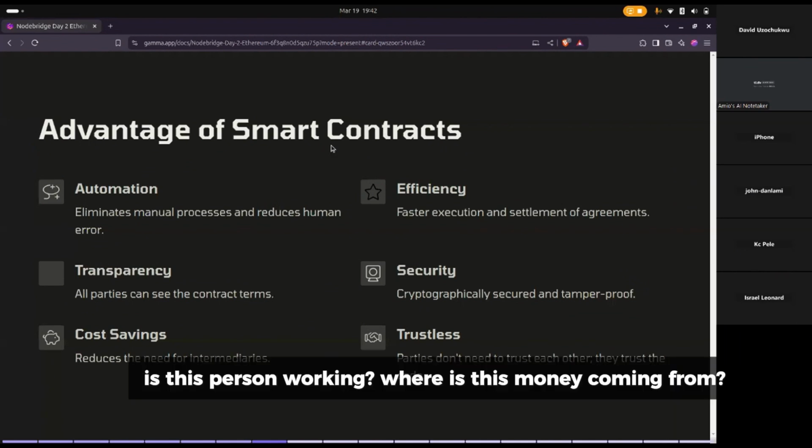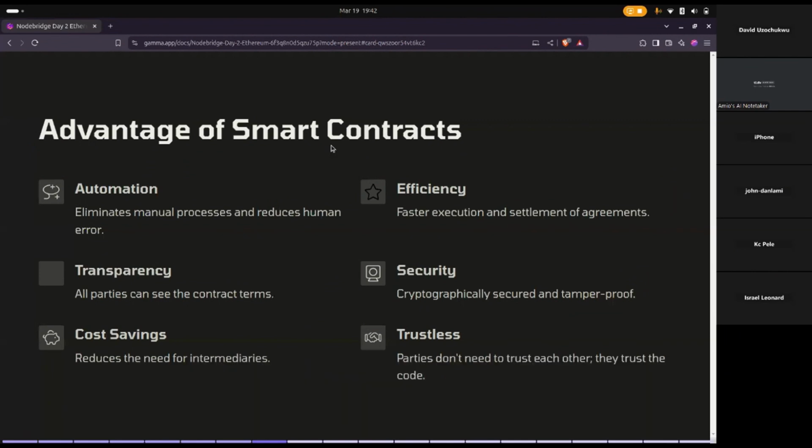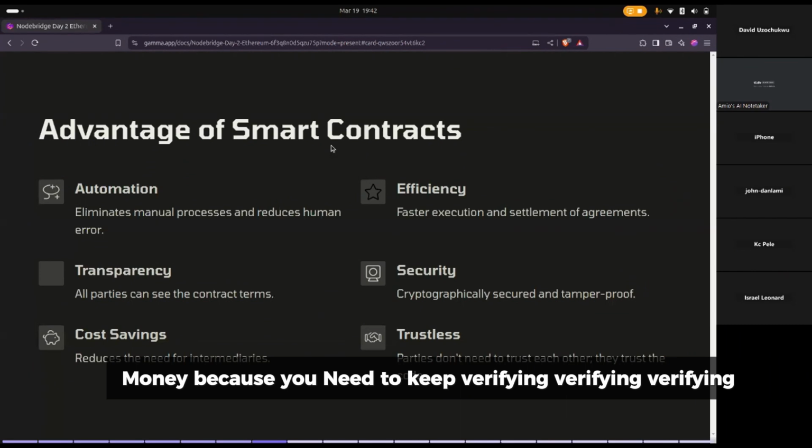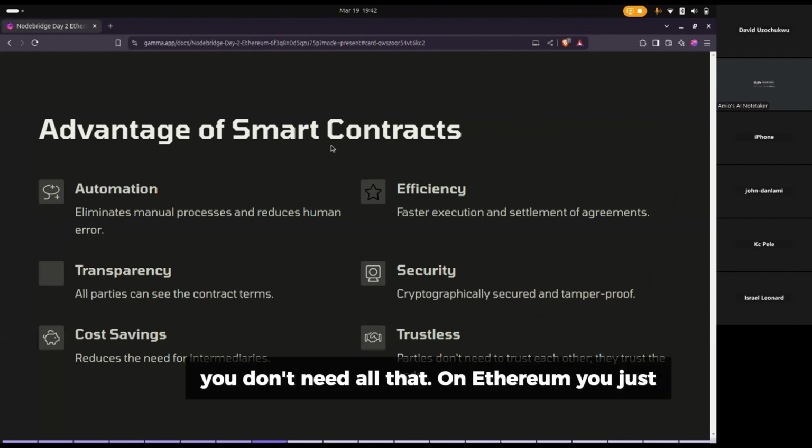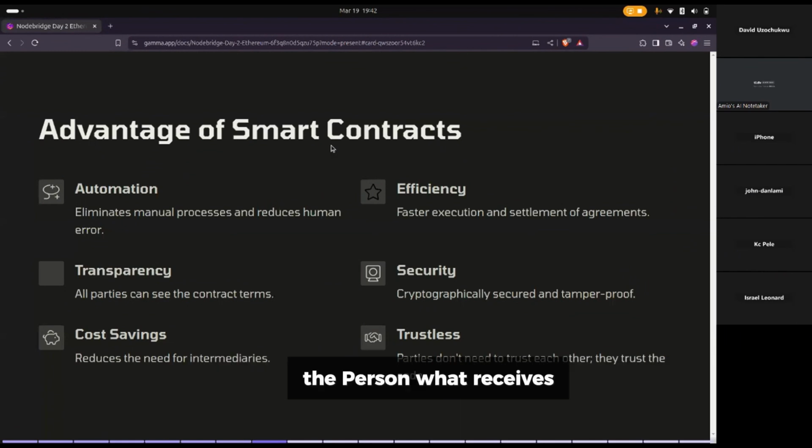Is this person working? Where is this money coming from? All that stuff, what cost, what money, because you need to keep verifying. But on the smart contract, you don't need all that. On Ethereum, you just have your smart contract, send in your money, and the person receives it. It is as simple as that.